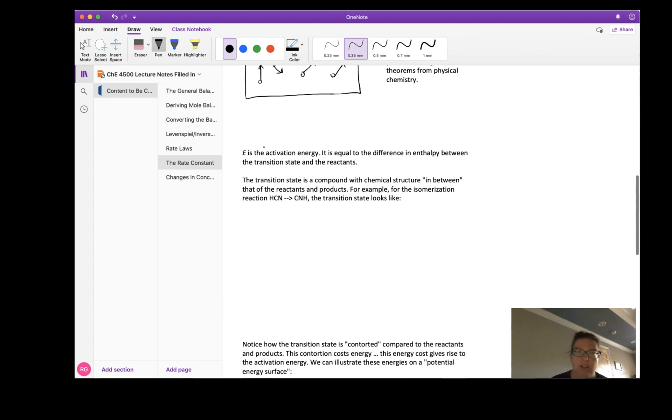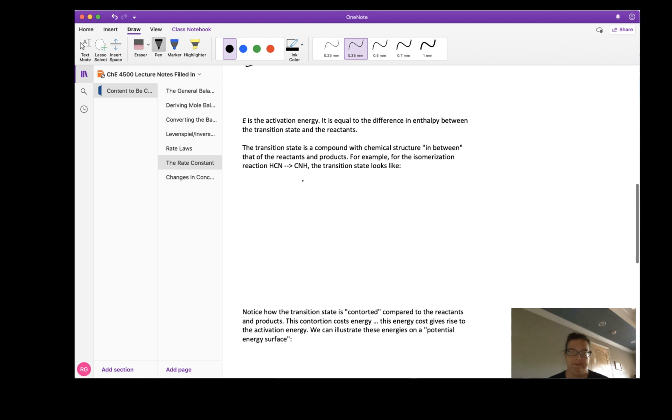So in this Arrhenius equation, E is the activation energy. You'll see this written in many ways. In this book, in this class, it's written as just E. It might be written as delta E of activation, or E with the superscript act, or something like that. What that basically means is the activation energy. What that is equal to is the difference in enthalpy between the transition state and the reactants.